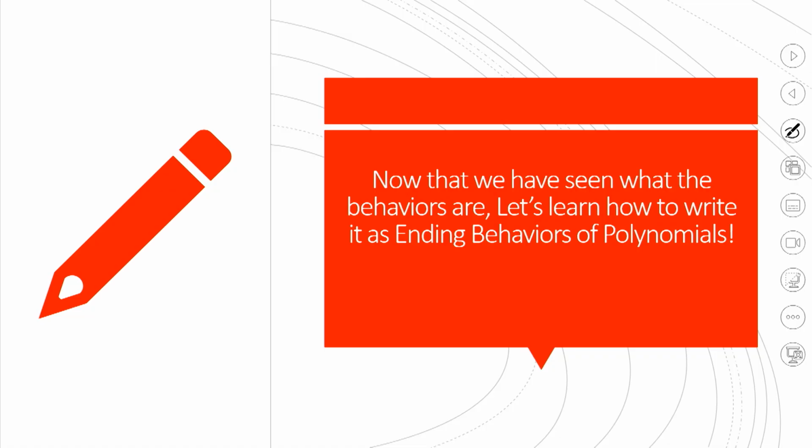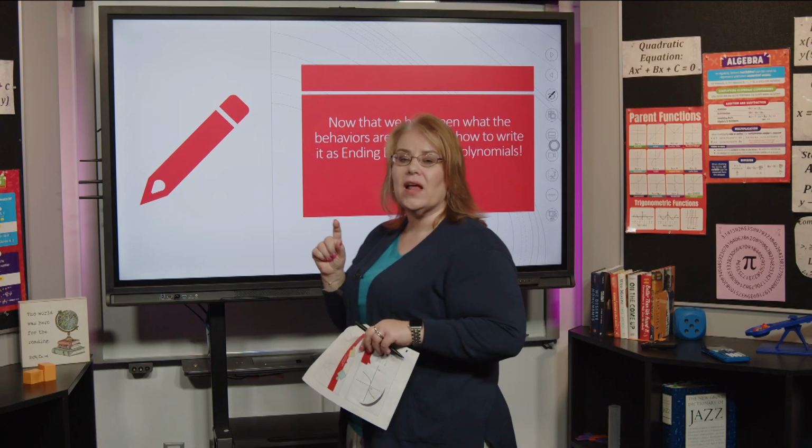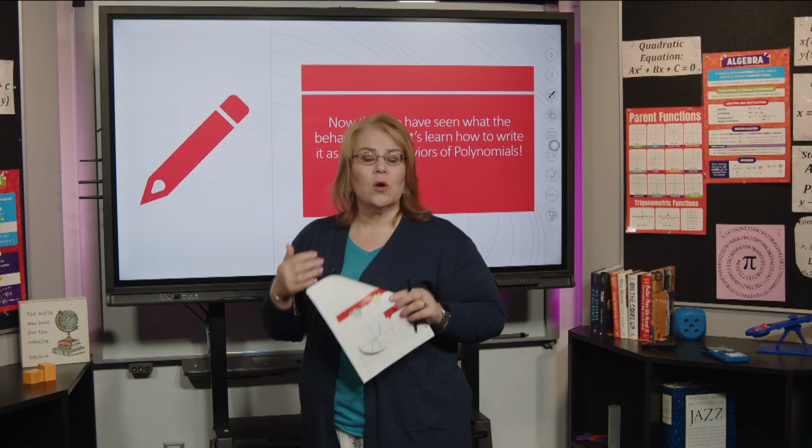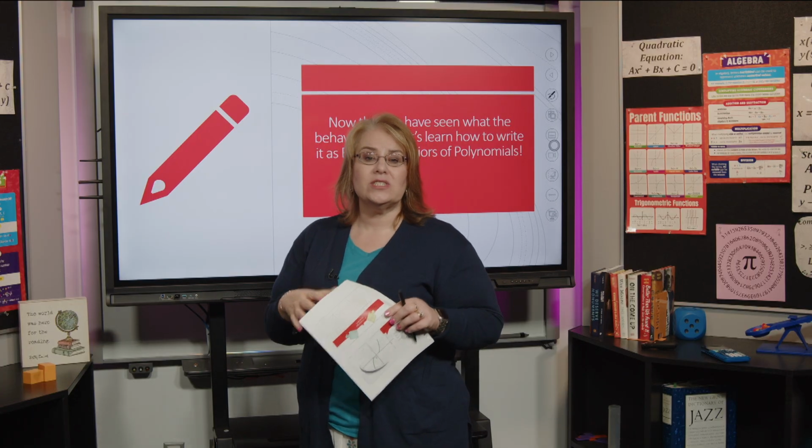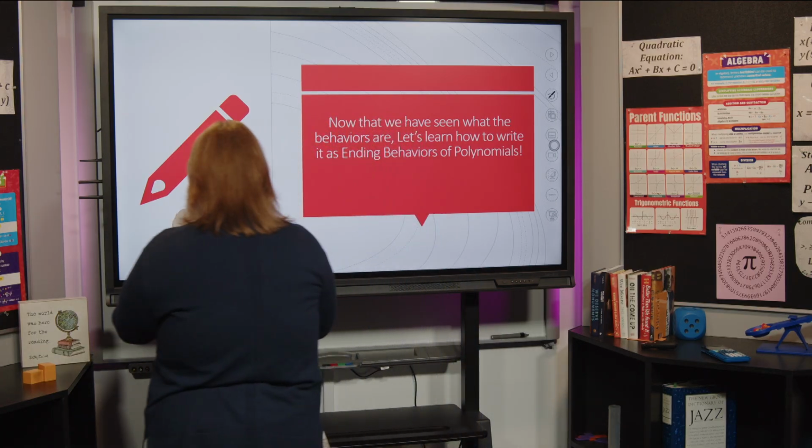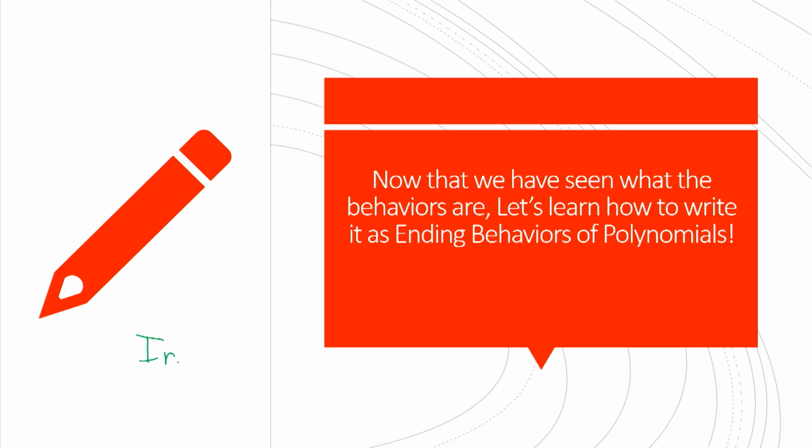All right, now that we have seen what the behaviors are, let's learn how to write it as an ending behavior, because there's a specific way that we write it. While we're at this page, I want us to write a note, either on your notes page or wherever you're taking notes, which is noteworthy. So I'm going to put it on the board. Here we go. In ending behaviors, it means approaches a value.